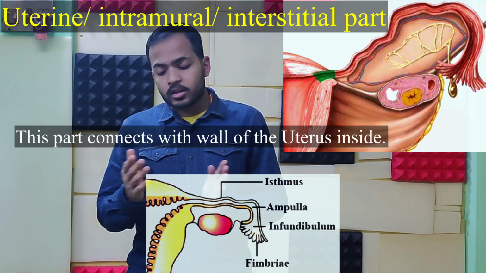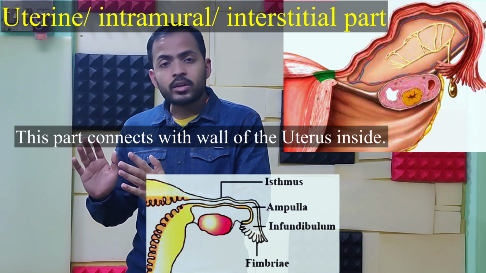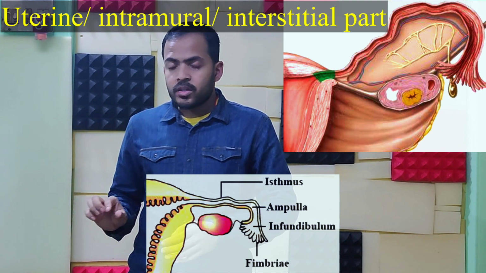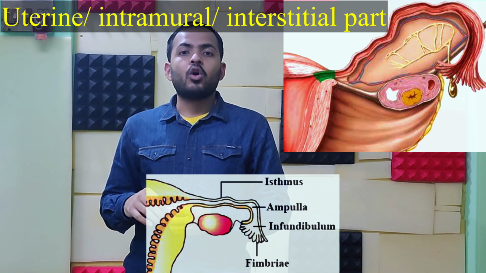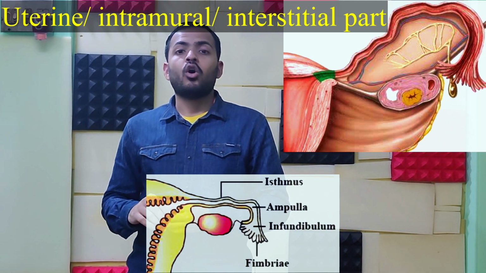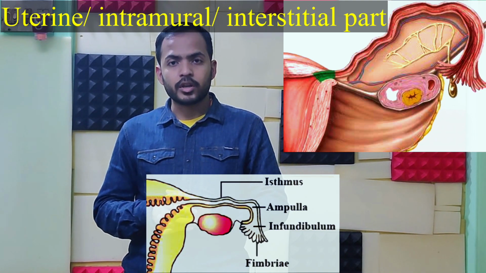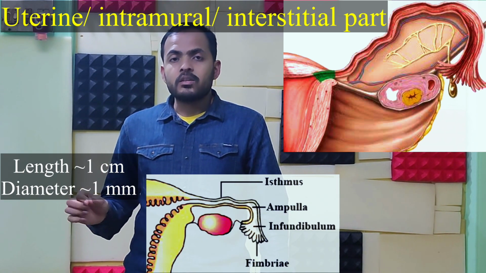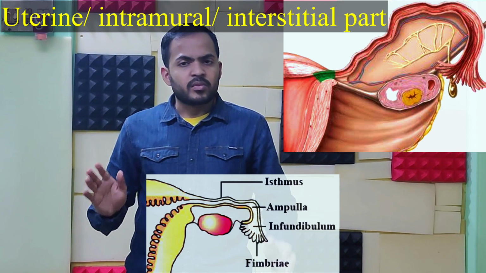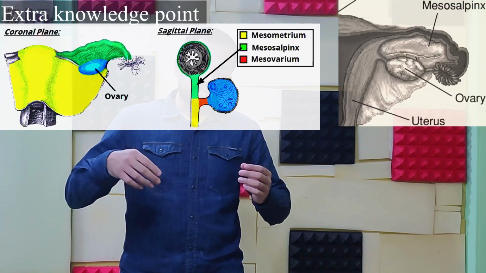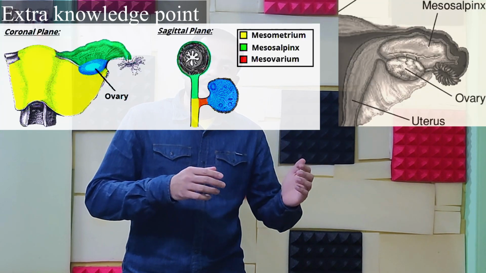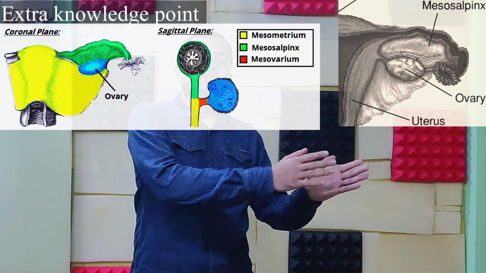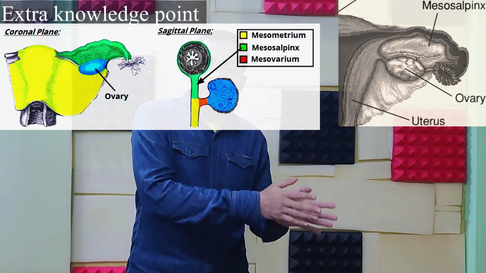and the part which connects with the wall of the uterus, or the uterine wall, is known as the intramural part or uterine part or interstitial part, okay. Now the length of this part is almost 1 centimeter and the diameter is almost 1 millimeter, okay. That's it. Now here is one extra additional knowledge point. As I said, this fallopian tube or uterine tube is present in the free margin of the broad ligament of the uterus, okay.